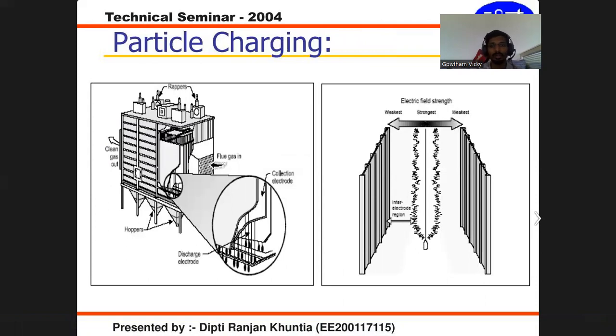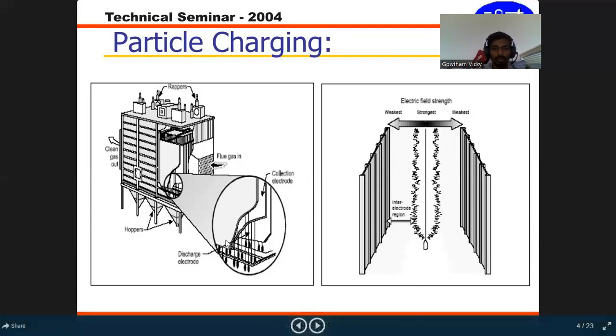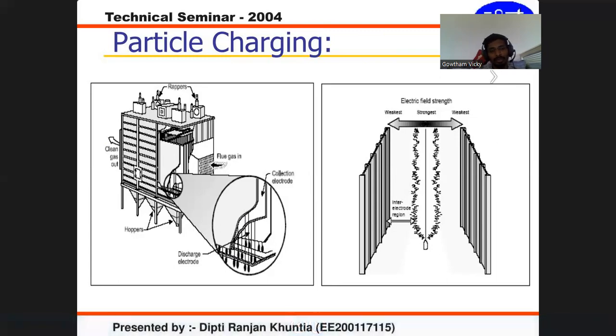Then the particle charging. So this is the drawing. The flow drawing shows the ESP working principle and the working devices which can be used. The upper part of the drawing is the rappers, and the second one is the clean gas outlet, then the flue gas inlet, and then the collecting electrodes. In this drawing, this portion is the collecting electrodes, and then the discharge electrodes, and then hoppers.